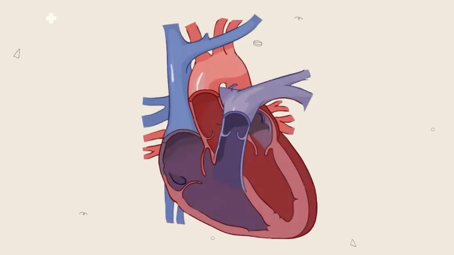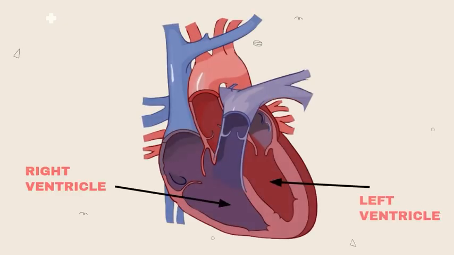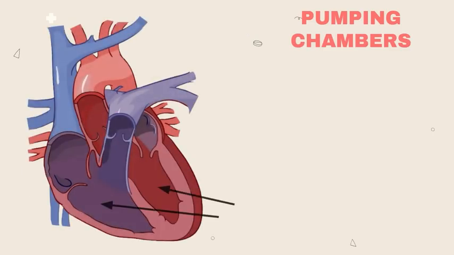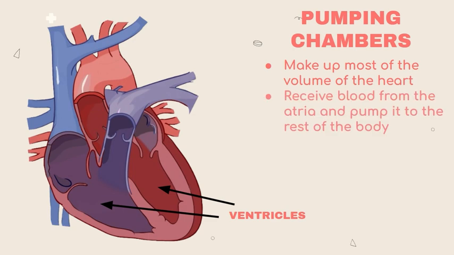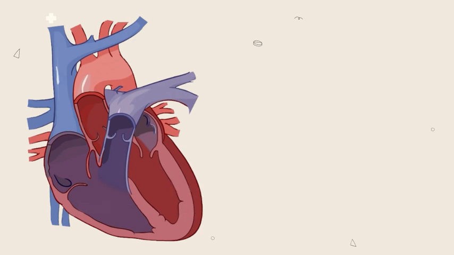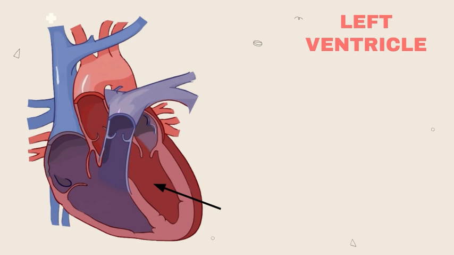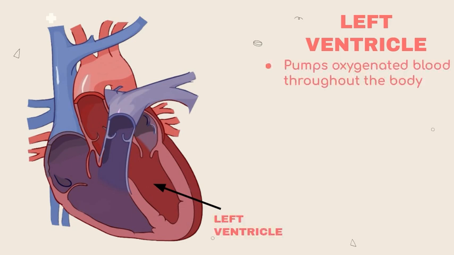The 2 chambers that occupy the bottom of the heart are known as the right ventricle and left ventricle. These are the pumping chambers of the heart. They make up most of the volume and receive blood from the atria so they can pump it to the rest of the body. The left ventricle specifically pumps oxygenated blood to the rest of the body.